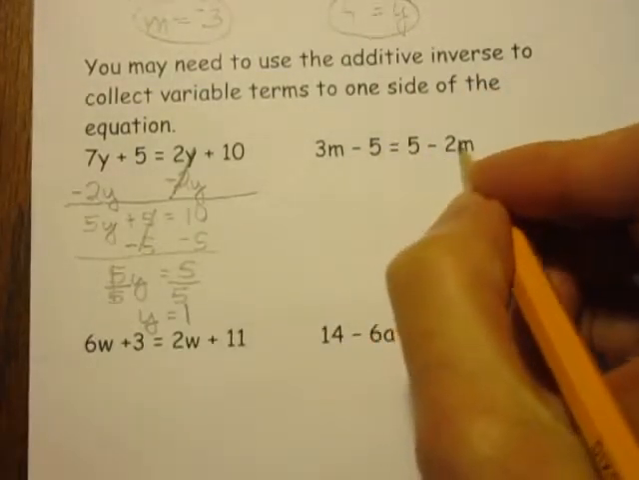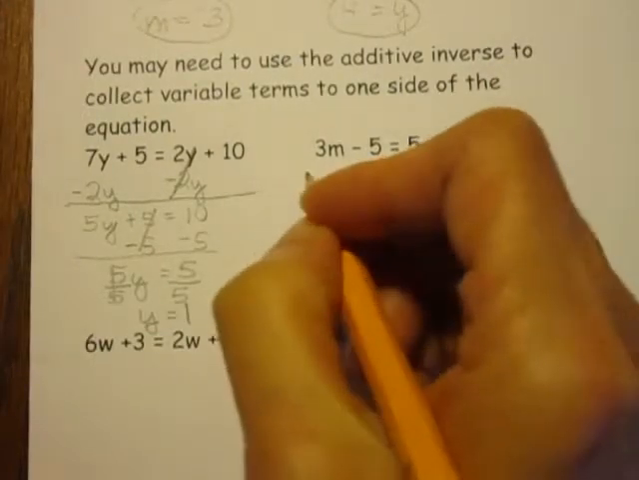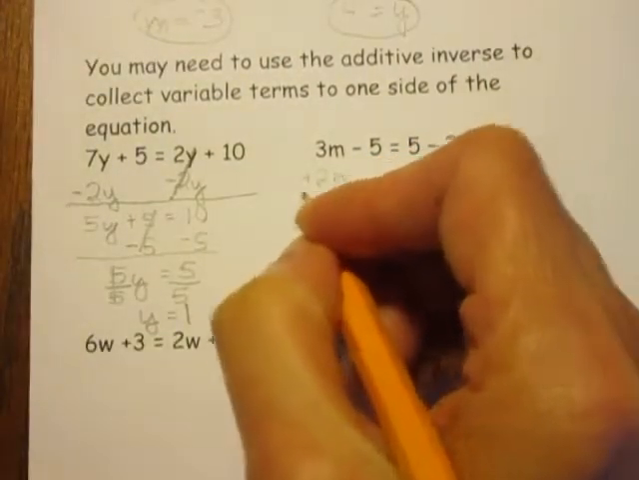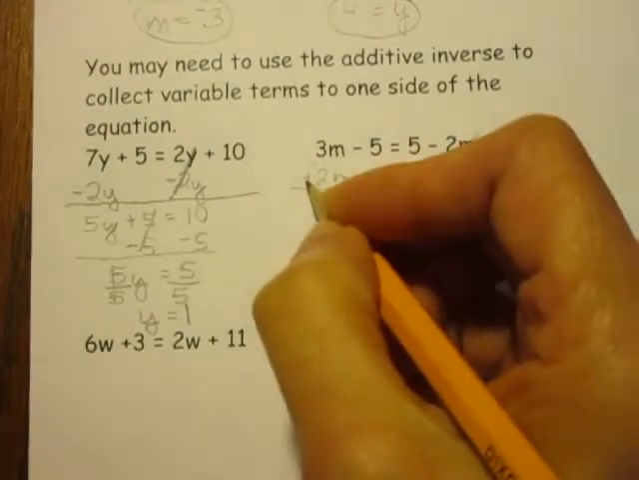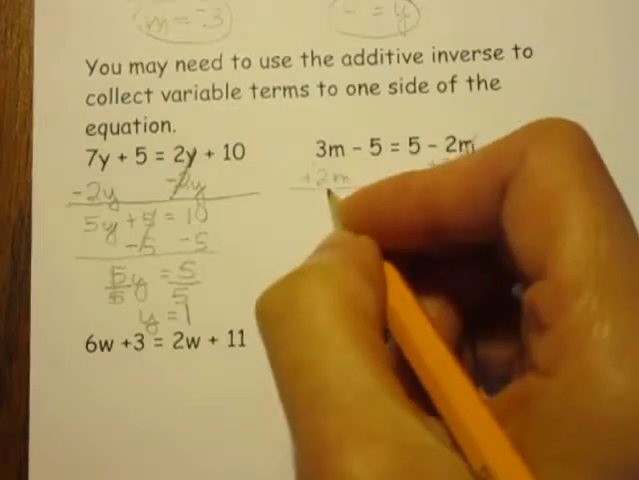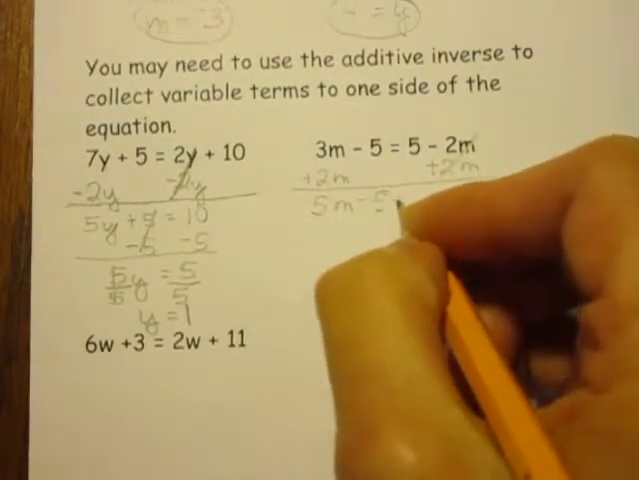So I'm going to start here with the last term. I'm going to add 2m to each side, getting my variable terms away from the right side and all over here to the left side. So I collect these, and I'll have 5m minus 5 is equal to 5.